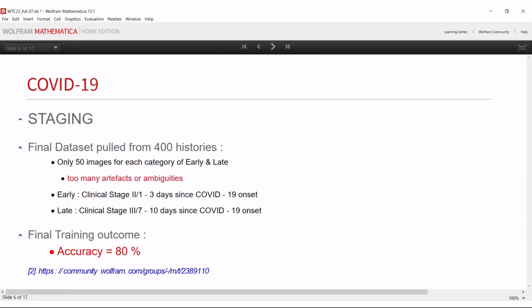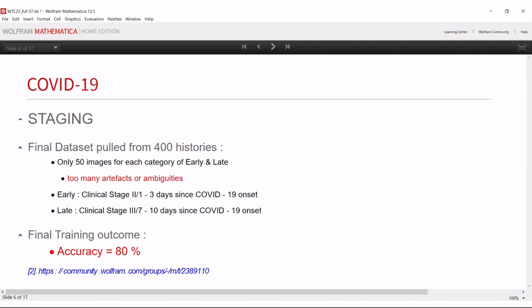But we also hoped to apply the technique to staging the disease, to identify early, 1 to 3 days, and late, 7 to 10 days from onset. From the 1,200 COVID patients, we had only about 400 histories that were available, from which about 205 fell into those two early and late categories. An initial network trained on these gave an accuracy of 50%, so basically a toss of a coin.